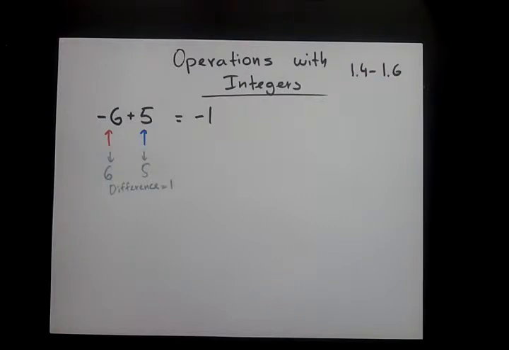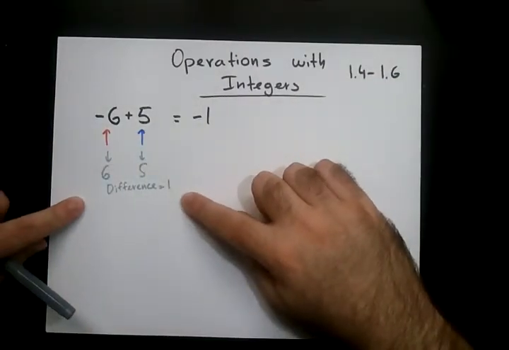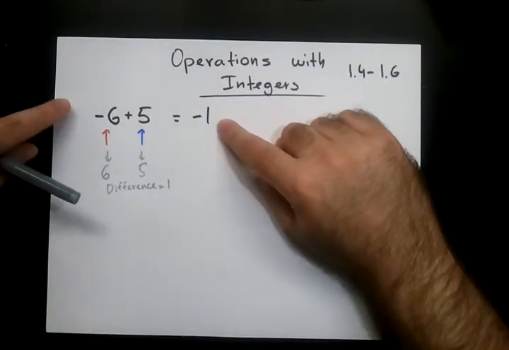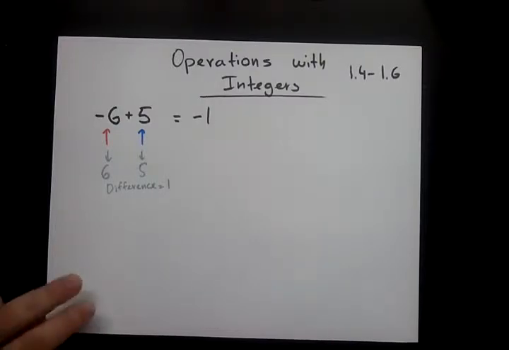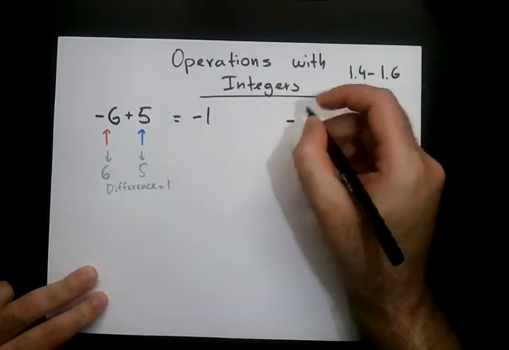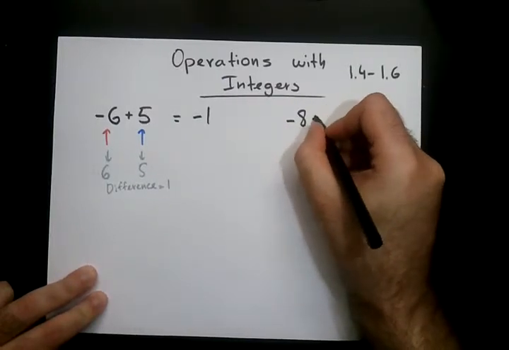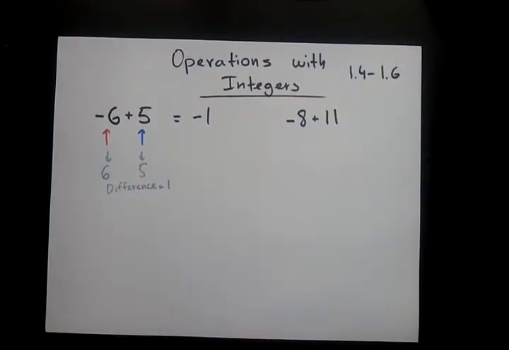So if the 2 integers have different signs, you take the difference of their absolute values and you use whatever sign is attached to the larger numerical integer. Let's do another example. Let's say I have -8 plus 11. So the same thing here.